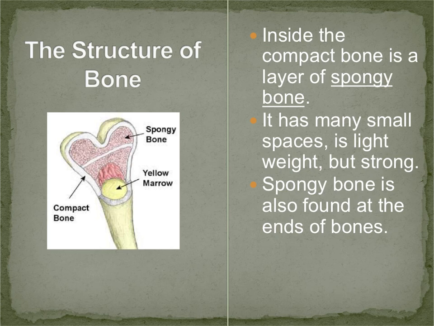Spongy bone has many small spaces. It helps to reduce the weight of the skeletal system, but it is still really, really strong. It is also found at the ends of the bones, as we saw in the previous diagram.